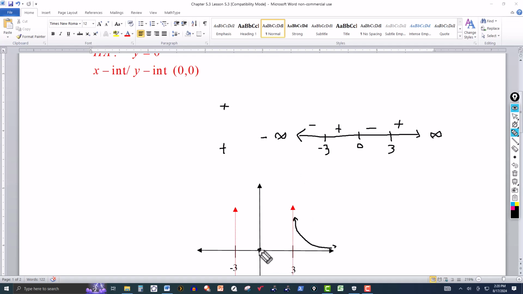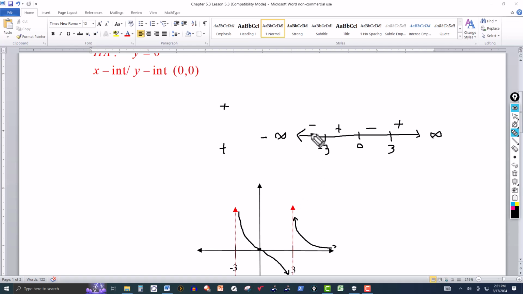Now in the interval from 0 to 3, I have a negative. So I know the graph stays below the x-axis. I know it passes there, so I have to connect it to this point. And then because I have a vertical, it has to come down like that. Between negative 3 and 0, I have a plus. So the graph has to stay above the x-axis over here. So common sense again. I got a vertical. I know it can't cross the vertical, so draw it so it approaches it like that.